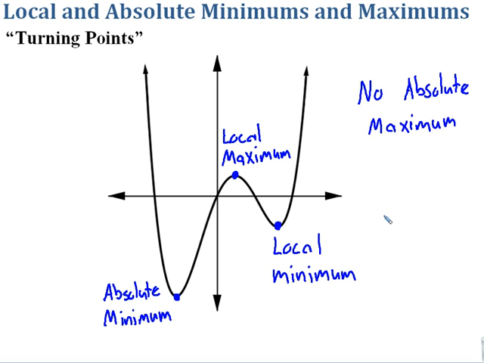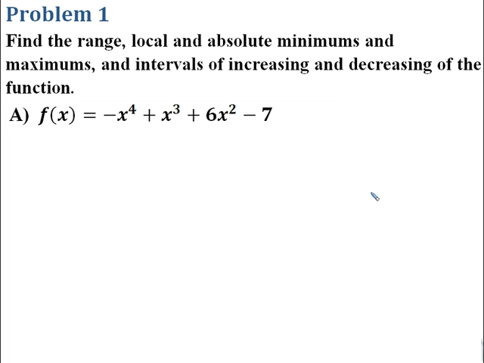Okay, in general, there may be absolute mins or maxes. There may be local mins and maxes. There might be none in a specific graph. Okay, it's all going to depend on the equation we give you or the type of function we're looking at. All right, so let's take a look at finding all that different stuff for a given function.